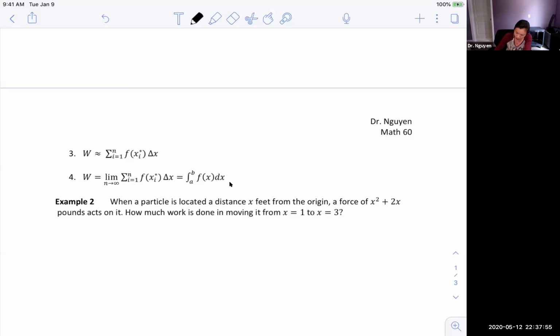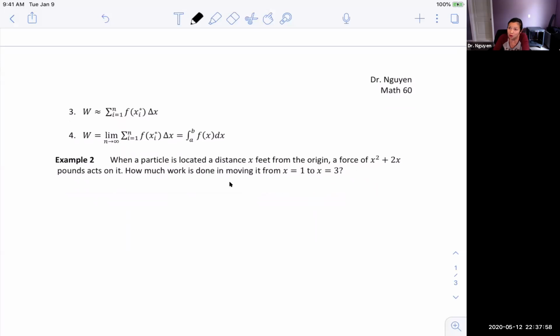Okay, so you see right here in example 2, we have a particle located a distance x feet. We don't know the distance, so we call x the variable. A force of x squared plus 2x, so that's f of x, pounds acts on it. How much work is done in moving it from 1 to 3? So using equation 4 right there, I can just plug it in from 1 to 3. And then I have the integral of x squared plus 2x dx.